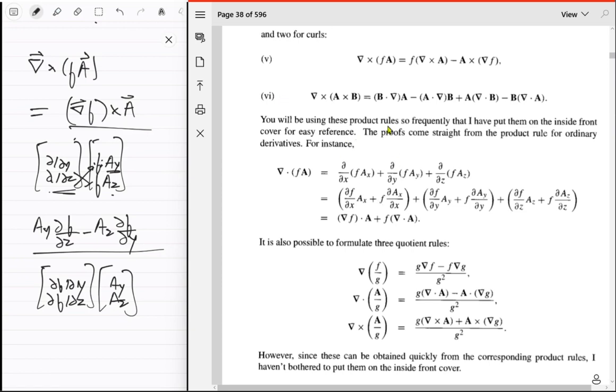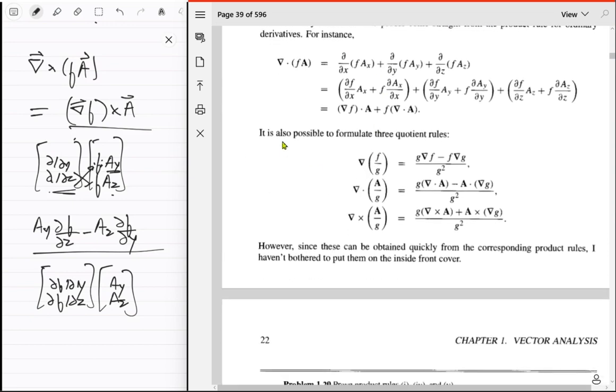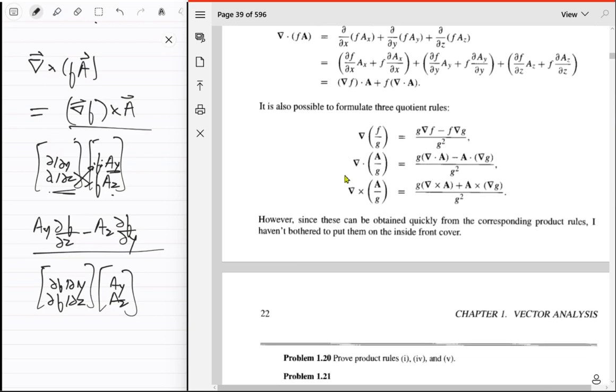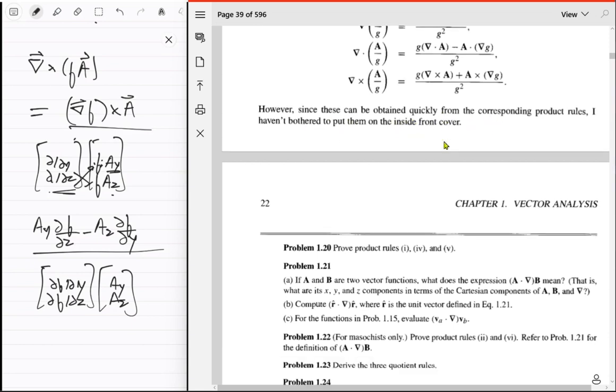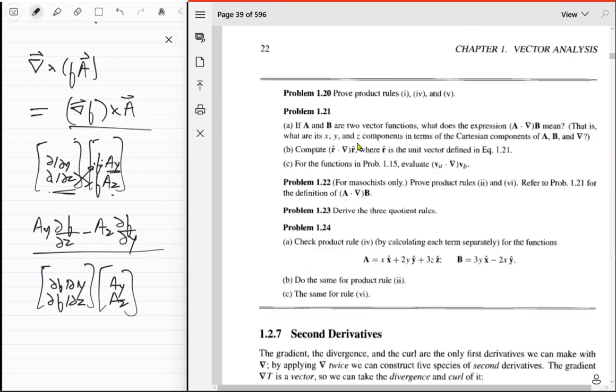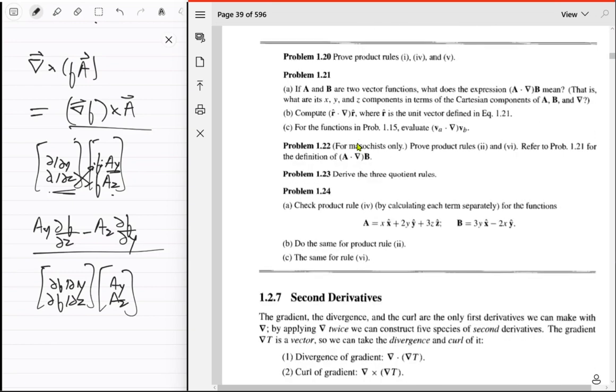You'll be using these product rules so frequently that I have put them on the inside front cover. I don't have the front cover, it's a soft copy. The proofs come straight from the product rule for ordinary derivatives. Yeah, sure. It's also possible to formulate three quotient rules. Okay, fine. However, since these can be obtained quickly from the corresponding product rules, I haven't bothered to put them on the inside front cover. Yeah, whatever. It's not like we'll actually be using this in practice.